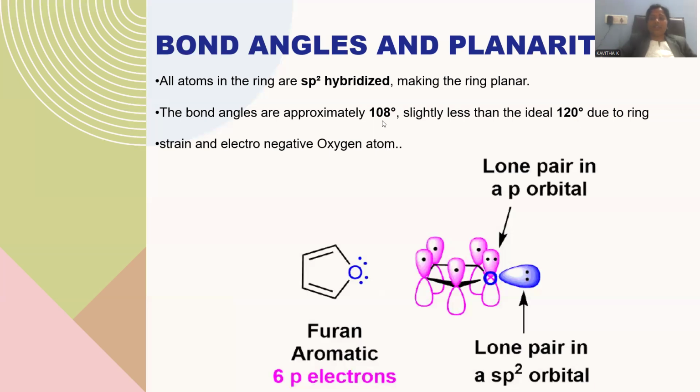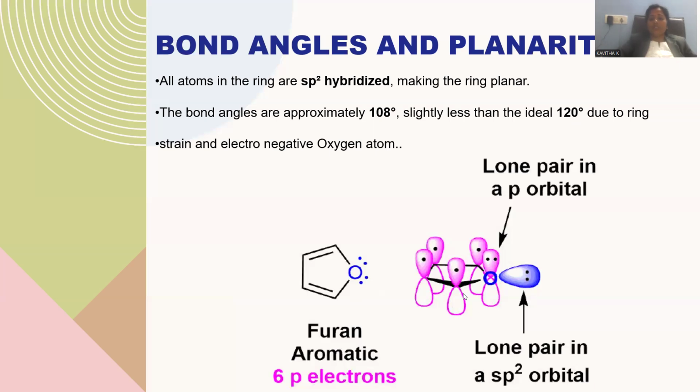The 108, a deviation from the expected bond angle, is because of ring strain. Within the molecule, ring strain is observed, and that is why 120 is reduced to a 108 degree bond angle. Another reason beyond this is the electronegativity of the oxygen atom, which is also manifested in the lobes.